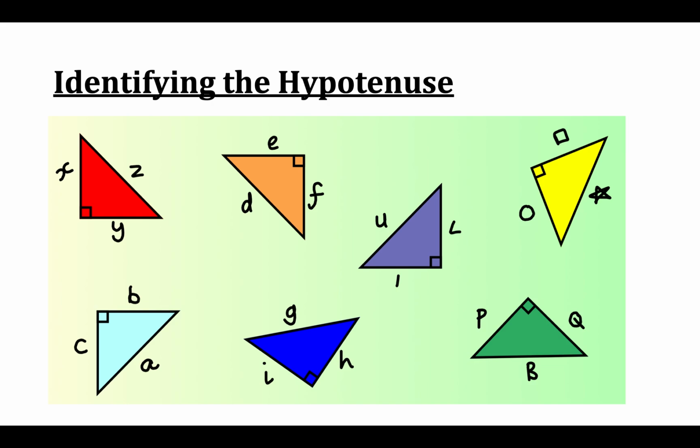Okay folks, so hopefully you got on well with that. So if we look at the first one, the red triangle, we've got x, y and z, and hopefully you've realised that z is opposite the right angle, so that means z is the hypotenuse. For the orange triangle, opposite the right angle is D. In the purple triangle, we have U. And the yellow one is the star. The light blue one is A. Dark blue is G. And the green is B.